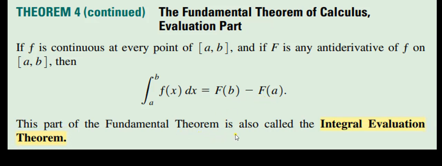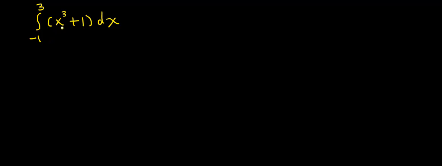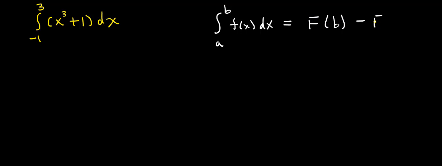Now this part of the fundamental theorem is also called the integral evaluation theorem. Let's take a look at some examples. So let's evaluate the integral of quantity x cubed plus 1 from negative 1 to 3. Now recall that the fundamental theorem of calculus says the integral of f of x dx from a to b is capital F of b minus capital F of a, where capital F is the antiderivative of f of x.